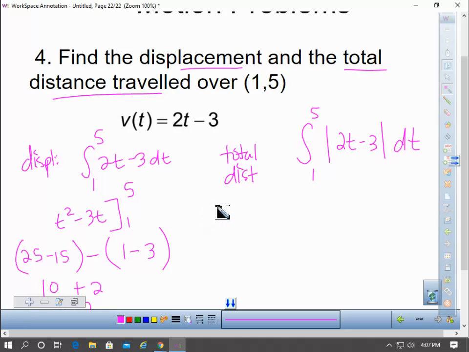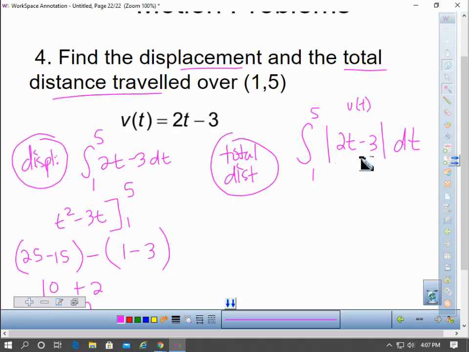So for total distance, all you do is take the absolute value of your velocity and integrate that over your time interval. That's total distance. Displacement is without the absolute value. Total distance is with the absolute value.